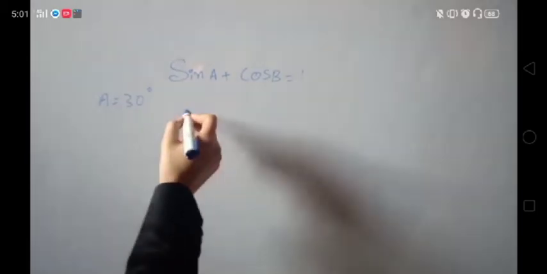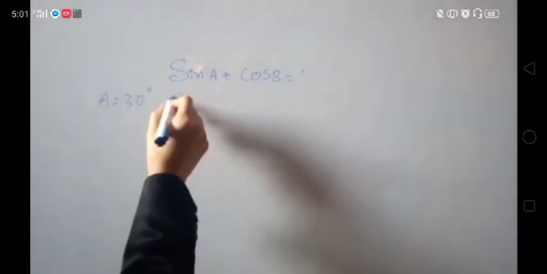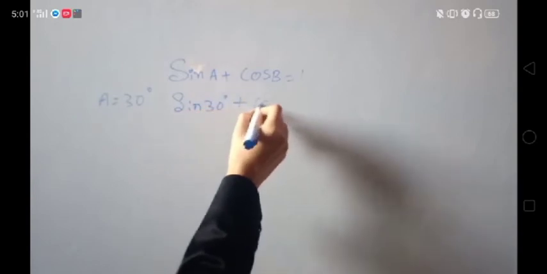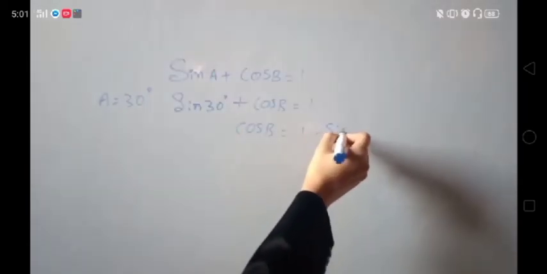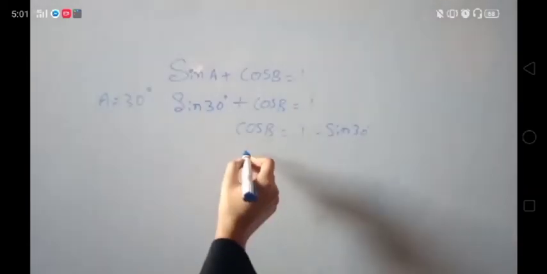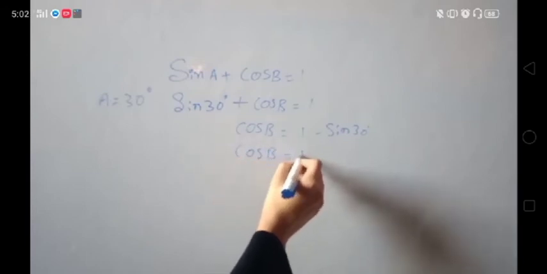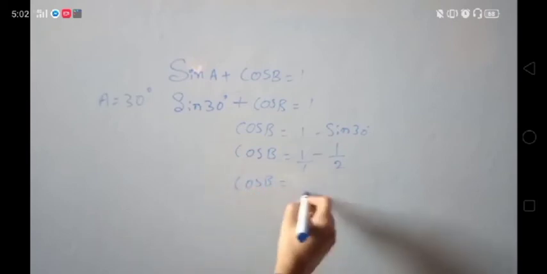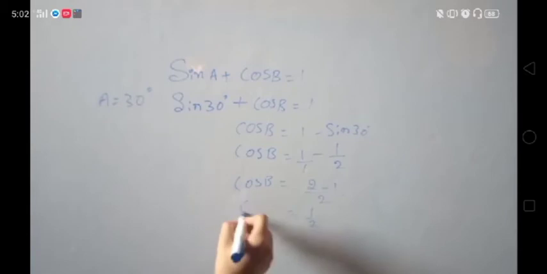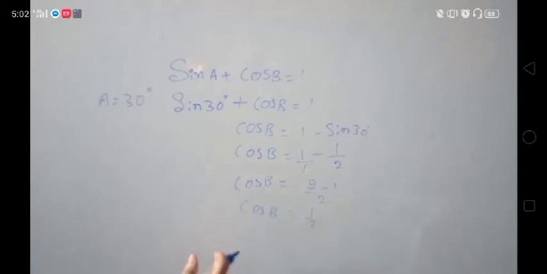Just substitute the value of A into sin A. So sin A becomes sin 30 degrees plus cos B is equal to 1. Shift sin 30 degrees to that side. Cos B is equal to 1 minus sin 30 degrees. Sin 30 value is 1 upon 2. Take LCM: cos B is equal to (2 minus 1) by 2, so cos B is equal to 1 by 2. Cos B is equal to cos 60, since cos 60 is 1 by 2. So B is equal to 60 degrees. The value of B is 60 degrees.